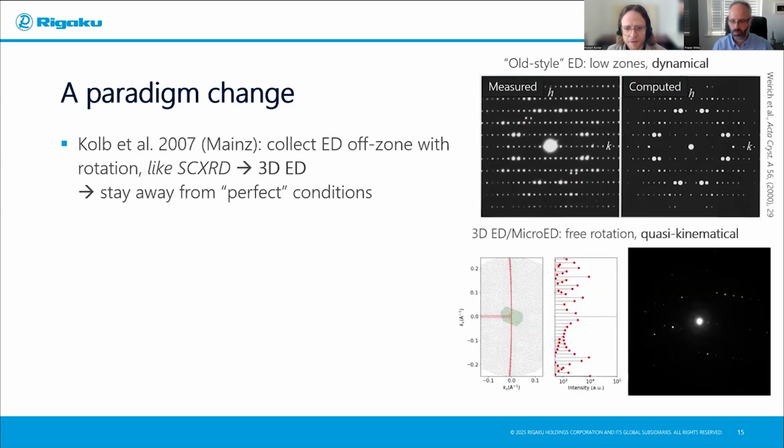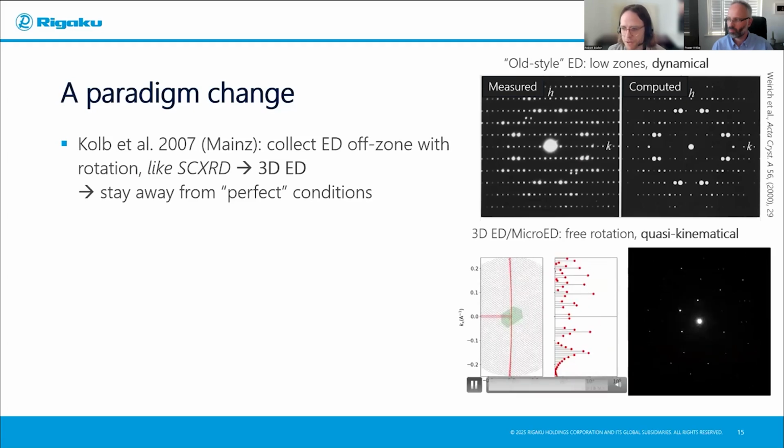So the realization was made specifically in the group of Ute Kolb in Mainz that if you collect electron diffraction data like you would for X-rays, which is just rotating a crystal freely in the beam and staying off those zone axes and just getting patterns like those, which are much more random and sparse, you restore data that are much more kinematical and can be used for structure solution straight away. And this was a huge game changer.